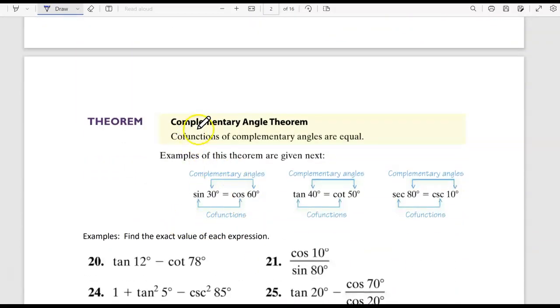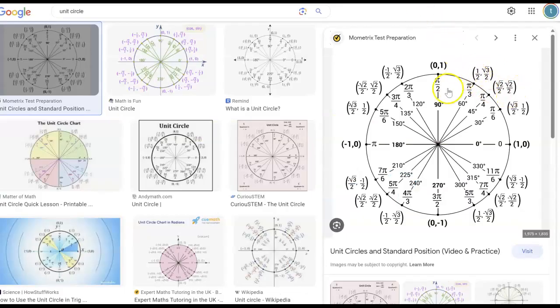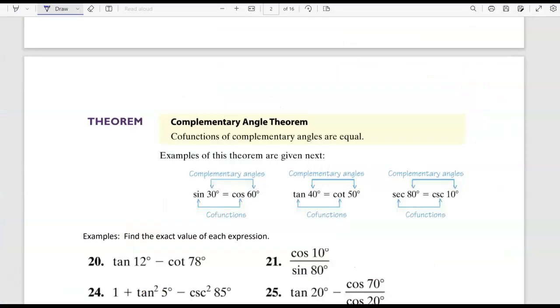So the next thing we need to talk about is the complementary angle theorem. When we have cofunctions of complementary angles, they're going to be equal. So for instance, sine and cosine are cofunctions of each other. The sine of 30 degrees is going to be the same thing as the cosine of 60 degrees. So just go into a unit circle. Here's 30 degrees. The sine is the y value. And if we look at the cosine of 60, you can see that those are going to be equal to each other. So sine and cosine are going to be cofunctions of each other.